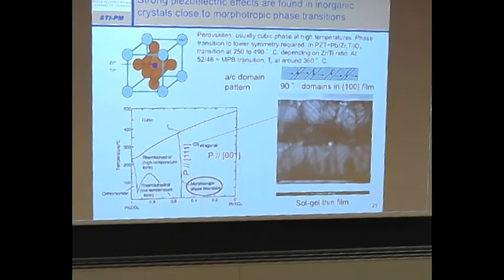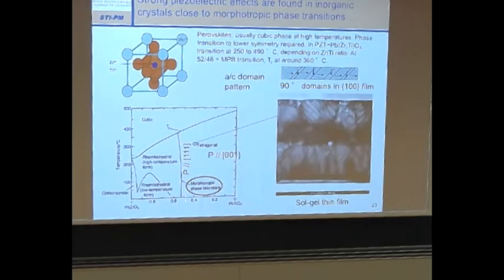PZT also has a phase transition as a function of composition, so you can choose a zirconium-rich or a titanium-rich composition. Here it's tetragonal, here it's rhombohedral, and the peak properties are always at or around the so-called morphotropic phase boundary, abbreviated MPB, which is here.